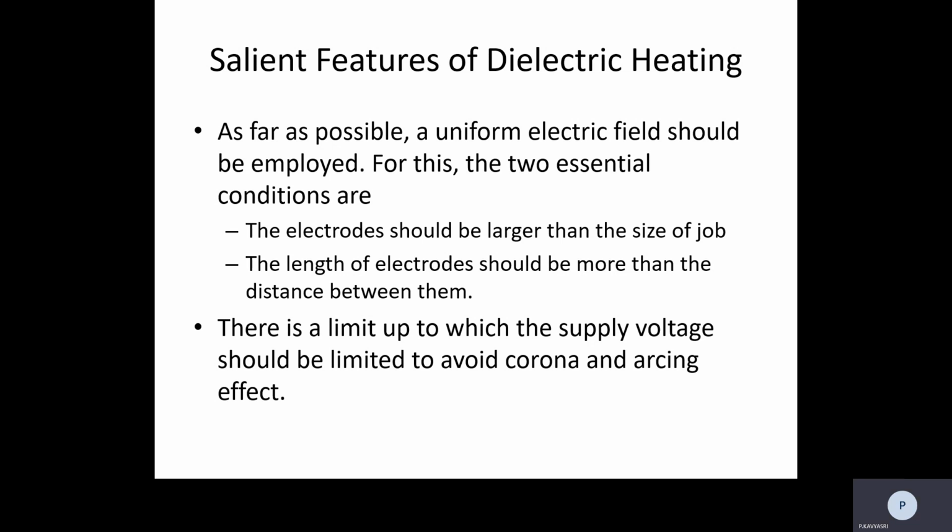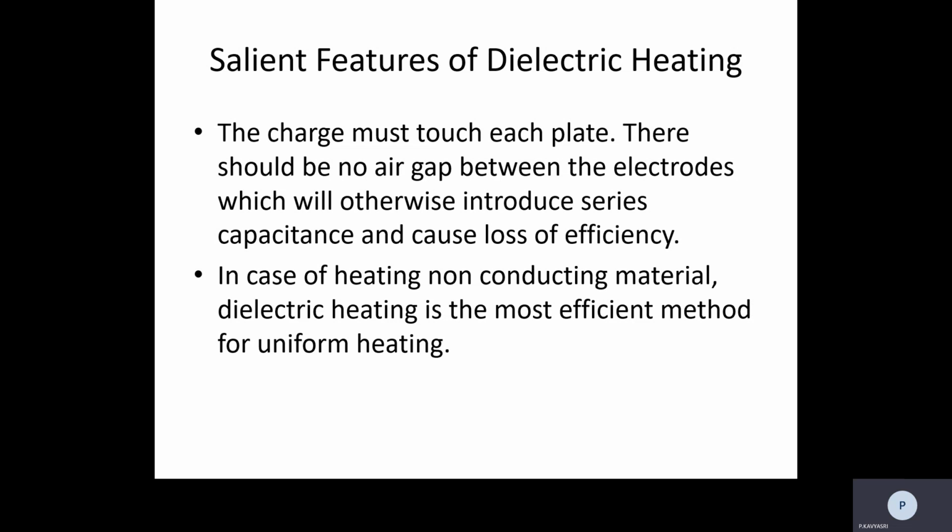There is a limit up to which the supply voltage should be kept to avoid corona and arcing effects. So we have to maintain a supply voltage which avoids these effects. And the charge must touch each plate. There should be no air gap between the electrodes, which would otherwise introduce a series capacitance and cause loss of efficiency. So we have to observe that the charge must touch each plate, and there should not be an air gap between the electrodes.